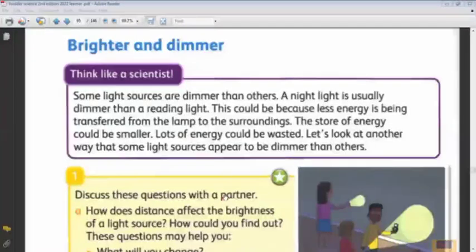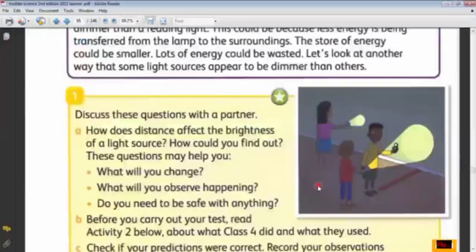Now we will talk about dimmer and brighter light, but in this activity. Okay. Here we have two girls, each one has a flashlight in her hand, and they are standing at different distances. Here she stands away from the wall, and this girl stands near the wall.